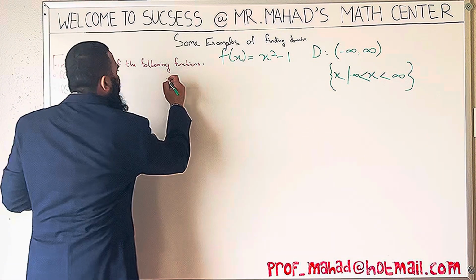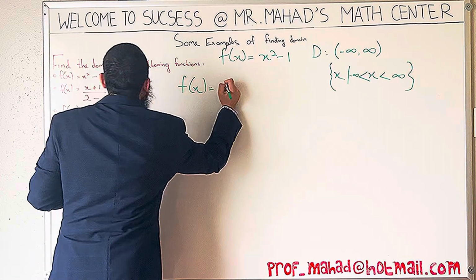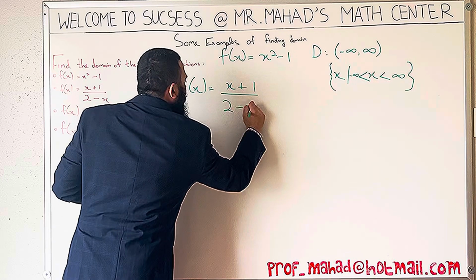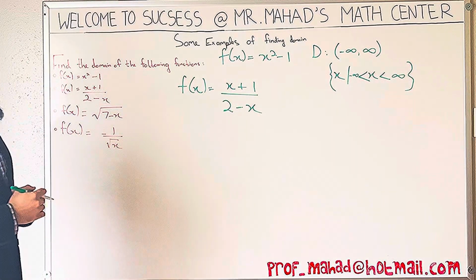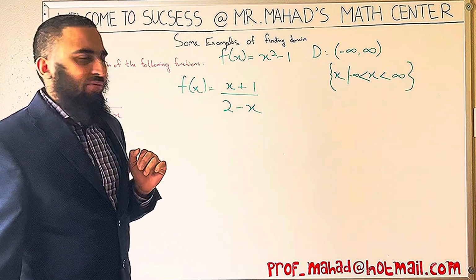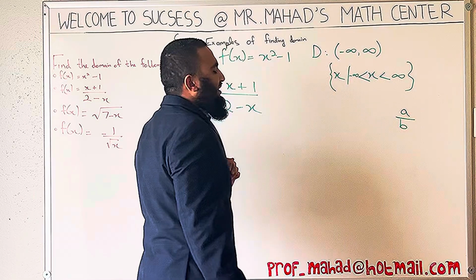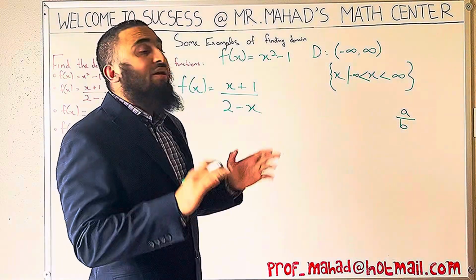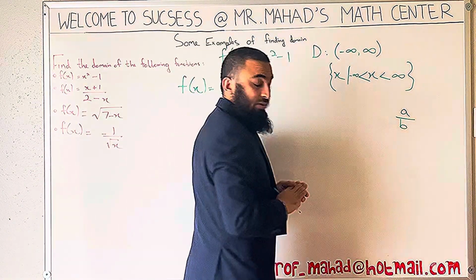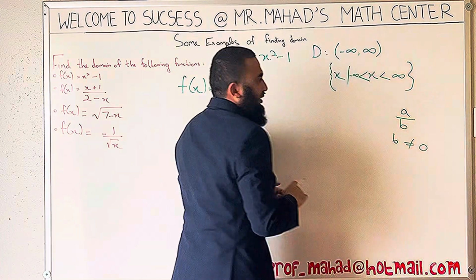You have f of x is equal to x plus 1 over 2 minus x. Okay, think about it, guys. Whenever you have a fraction generally, for example a over b, the only time when this fraction is undefined or will not give you any output is when b is equal to 0. Am I right? So b cannot be equal to 0, right?